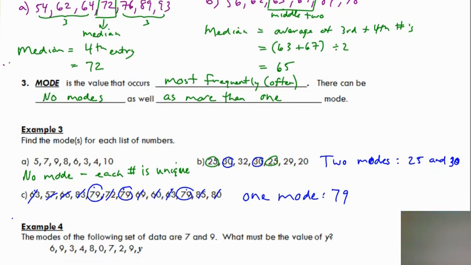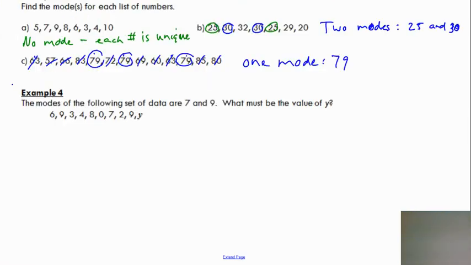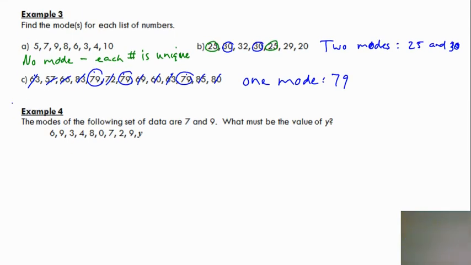All right. I have another example here. One last example, then we have another note sheet here. So it says, the modes of the following set of data are 9 and 7, or 7 and 9. What must be the value for y? Okay, well, if we're given this information, then we know that there's two 9s. So there has to be two 7s. So the y must be a 7.